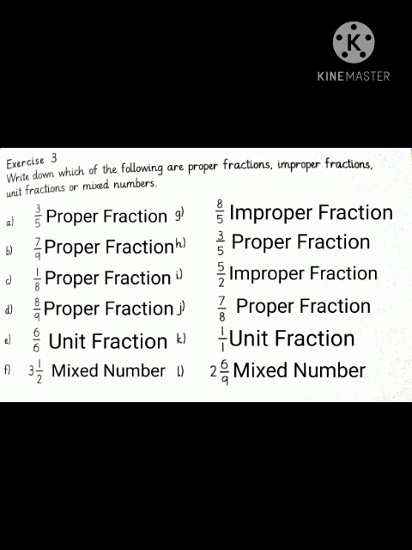Here, I'm going to do 3 examples of different fractions. Part A, 3/5. Here the denominator is bigger than the numerator. This is the proper fraction. Part I, 5/2. Here the numerator is bigger than the denominator. It is the improper fraction. Part K and E, where the numerator and denominator are the same. It is the unit fraction. Part F and L, where 3 whole 1/2 and 2 whole 6/9 are the mixed numbers.